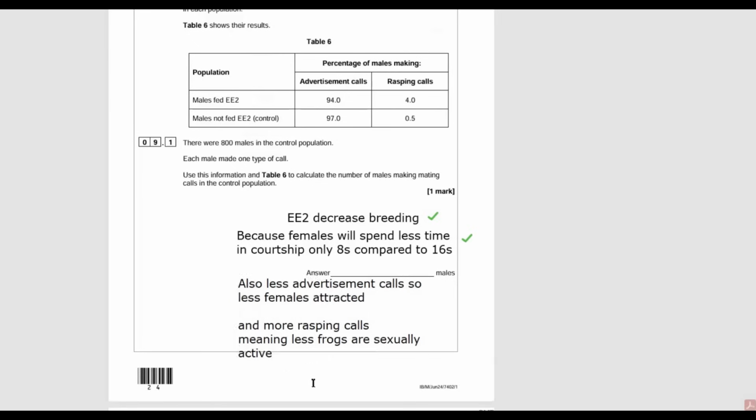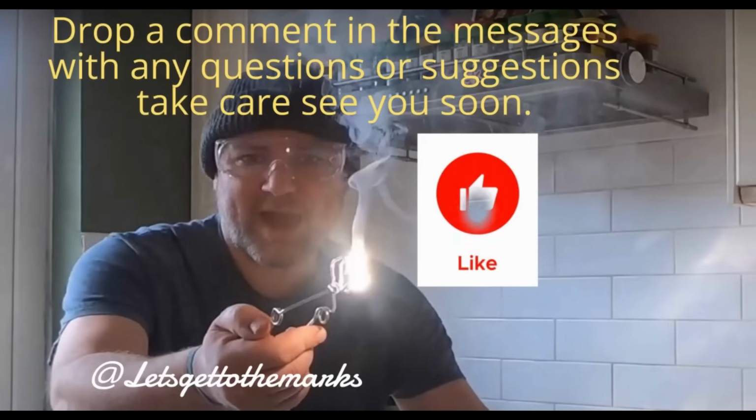So yeah, any of those. And I think there's another one we could go for here. There's up to 5, even though it's a maximum of 4 marks. We've got advertisement calls, rasping calls, and then yeah, all that will do. 2 from there, 1 from the data table down below, and then EE2 decreases the breeding. Let's leave it at that, and that's the end of that question.